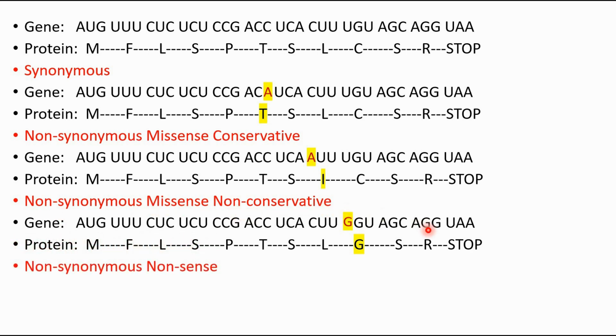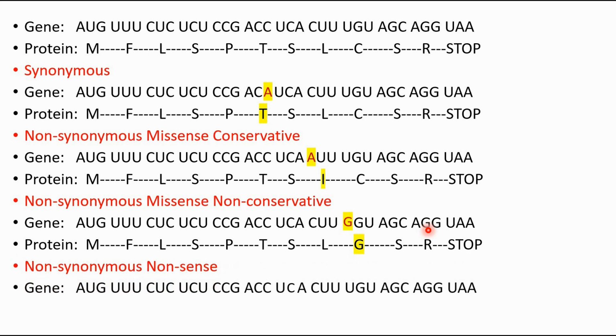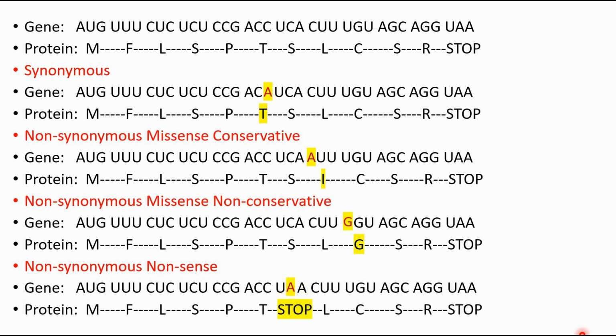Now let's see the example of a non-synonymous nonsense mutation, in which a codon is changed into a codon that doesn't code for any amino acid. That is, the codon is changed into a stop codon. Suppose this is the same example of the same gene. So now here we are replacing this C with A. And now you can see that this codon has changed to a stop codon.